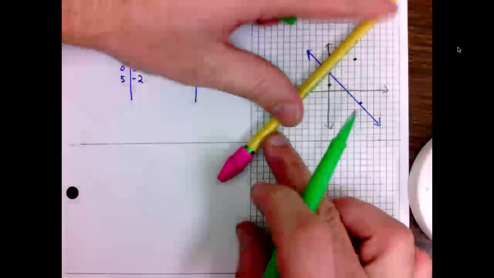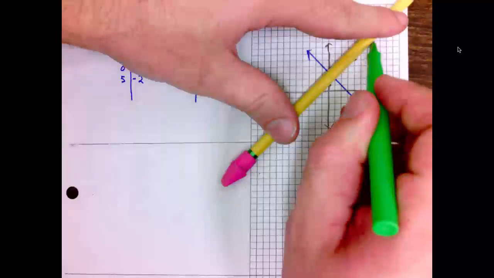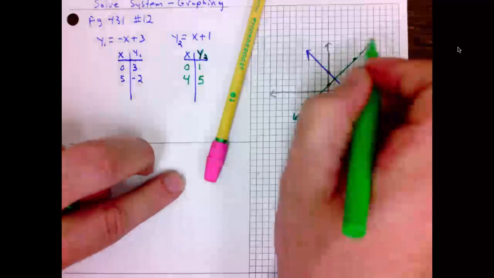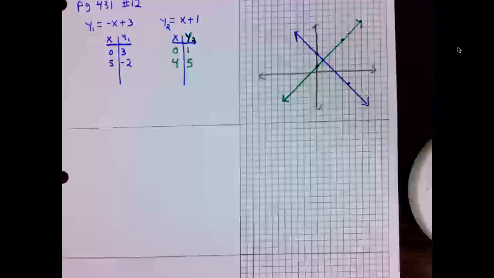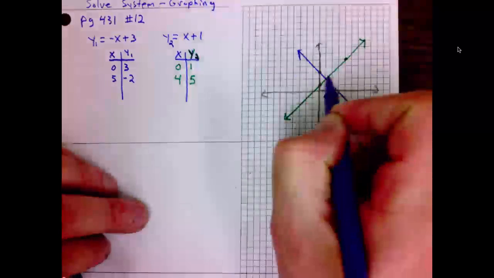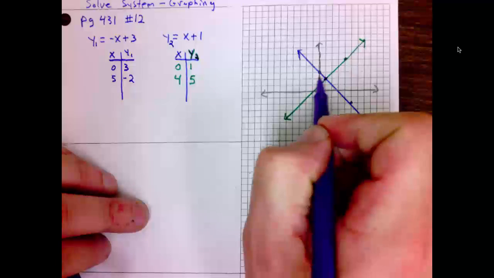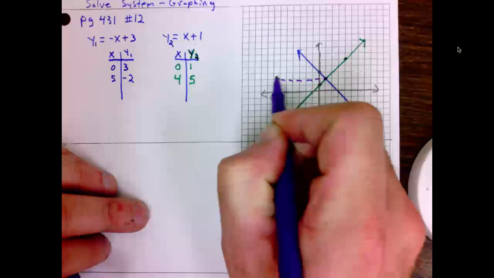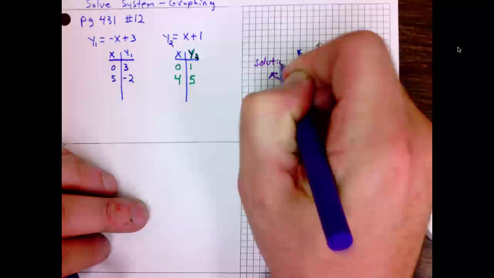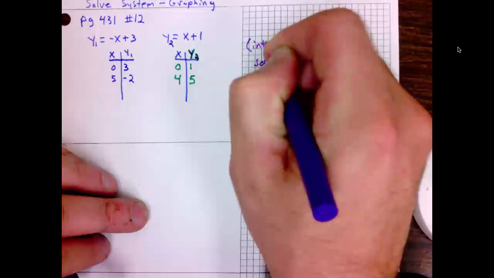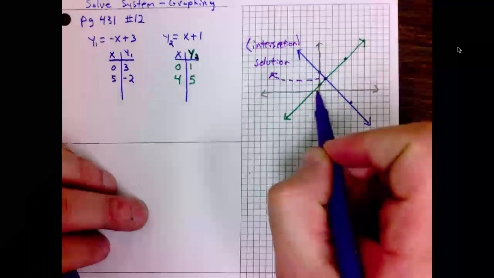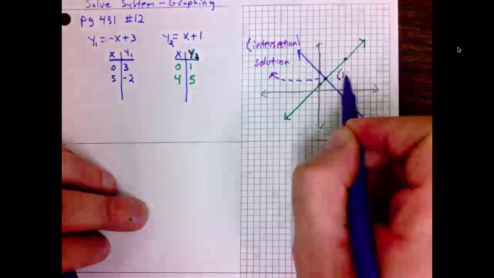There is my y2. And now I can see very distinctly we have a point of intersection. This is my point of intersection, this point here. It is the solution to the system. It is the point over 1, up to 1, 2.